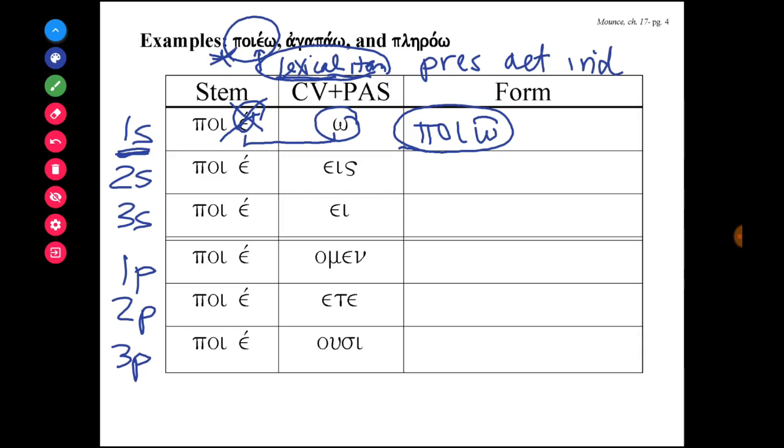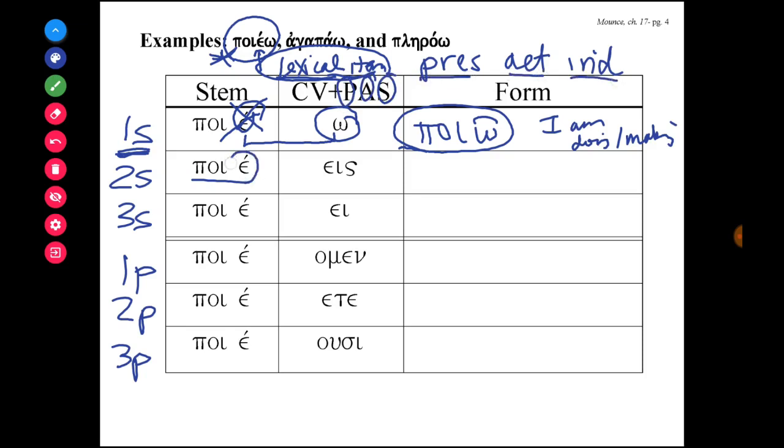So poi-e-o means I am doing or making. And if I want to say you are doing or making, you take the stem poi-e, you combine it with the second person singular suffix. So we had o, ace, and then we will go over a, amen, ete, usi. Those are the primary active suffixes used to form the present active indicative tense.